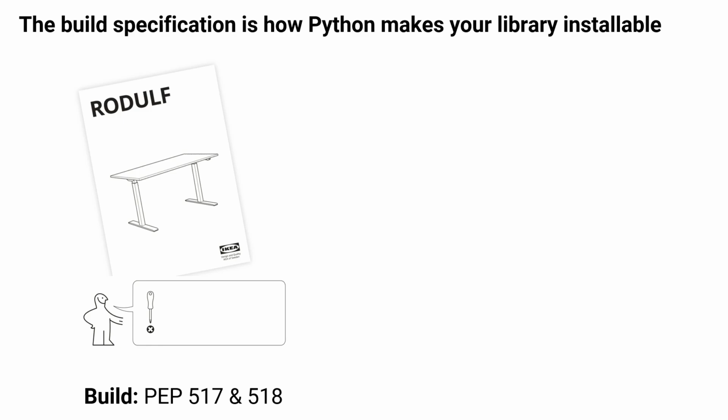A build dependency is a screwdriver you need to construct this beautiful Rodulf sit and stand desk. You don't need the screwdriver to use it, but you need to build it. So the screwdriver is part of the build system. And that's dealt with by PEP 517 and 518.